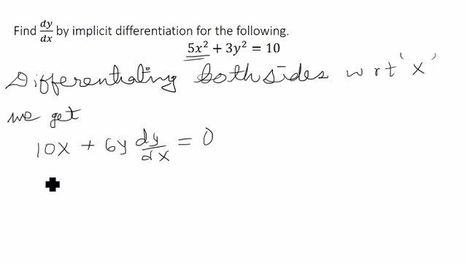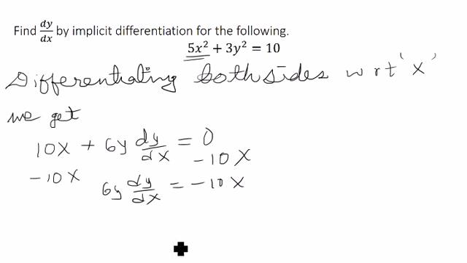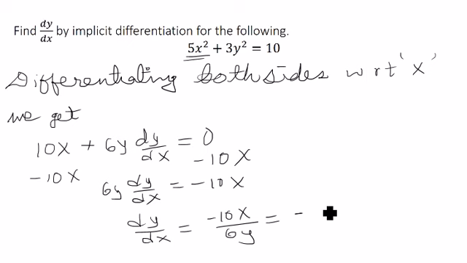So let's just subtract 10x from both sides. So we get dy/dx, of course the 6y outside, is going to be negative 10x, and dividing both sides by 6y, we got dy/dx is going to be negative 10x over 6y, and if we simplify this, this is going to be negative 5x over 3y as our answer.